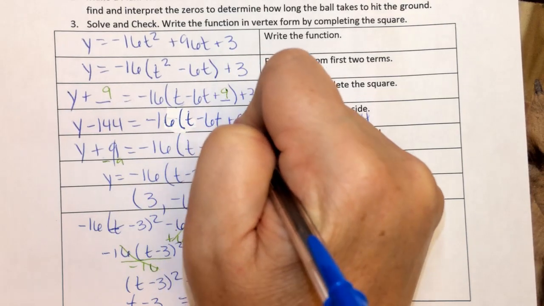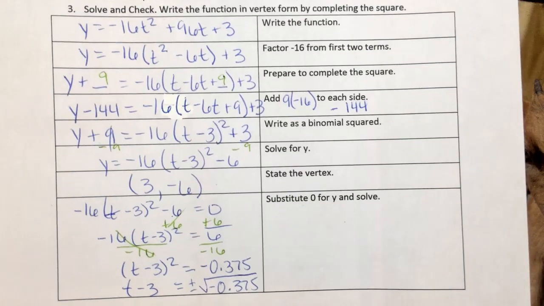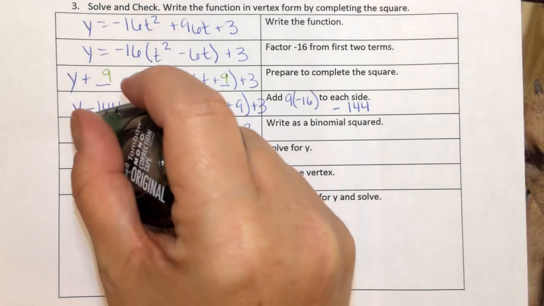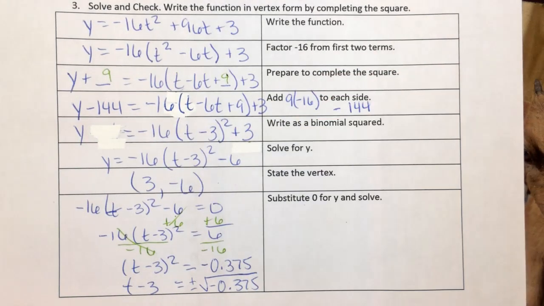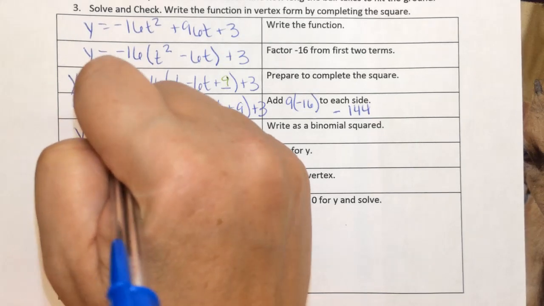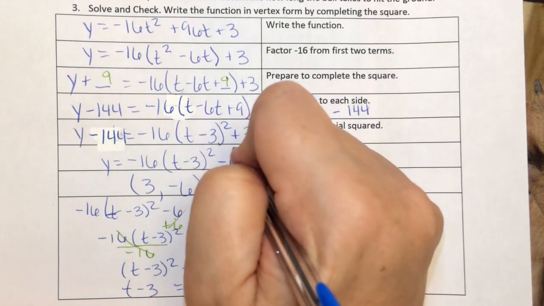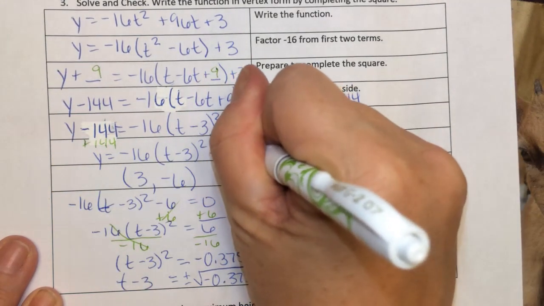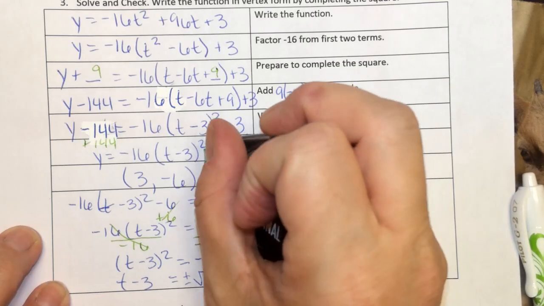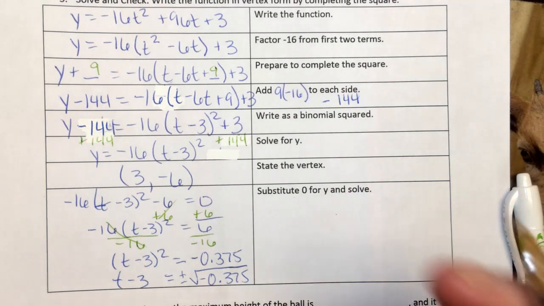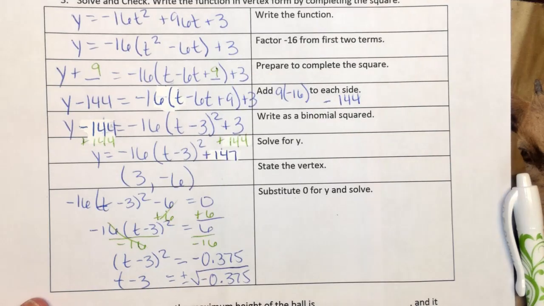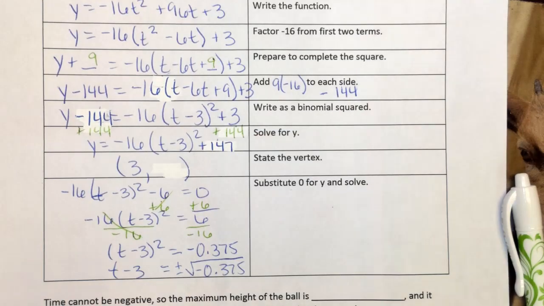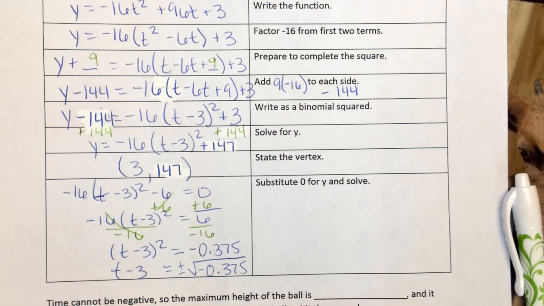It's just that value. And my red flag on that, if you notice when I got down, I knew that my height could not be negative. All right, so now I have to add 144 to both sides. I'm adding 144 here to cancel it out, but I have to add 144 here, and I do not get negative 6. I now get 147. So my vertex is not (3, negative 6). My vertex is (3, 147).